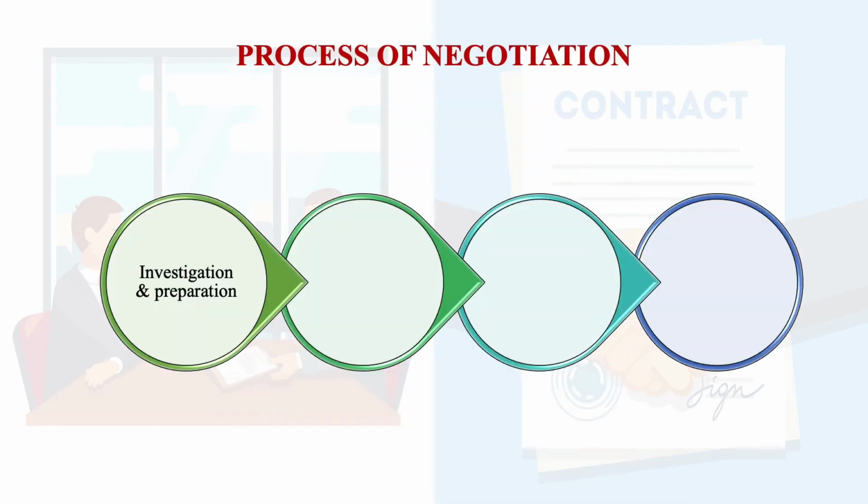It can't be one-sided, it can't be one-ended, it has to be agreed upon by both the parties. Let's study the process of negotiation that starts with investigation and preparation stage, moving on to presentation, bargaining, and agreement. Now, these steps would be explained in detail in the following slides.